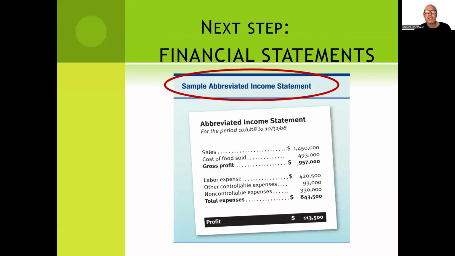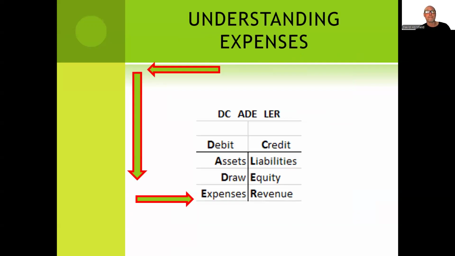So if we go back to this sample abbreviated income statement, a mini version of it, we had sales, we took away cost of goods sold, cost of food sold, same thing, and we ended up at gross profit. Now we've got all these different expenses involved in doing business that need to be taken away from that previous line of gross profit to end up at what we're going to call operating profit.